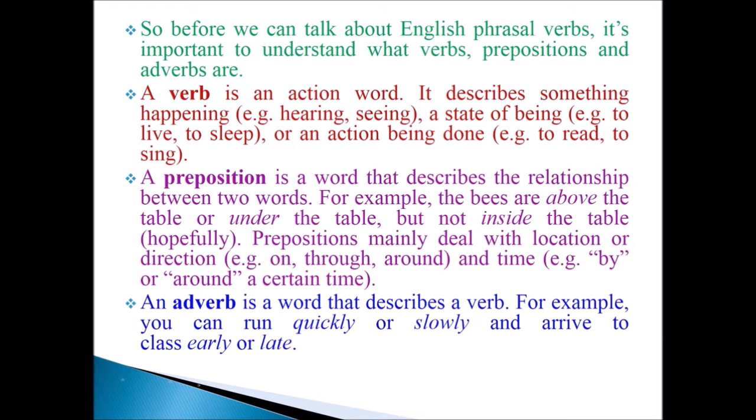Next, let's see about a preposition. A preposition is a word that describes the relationship between two words. For example, the bees are above the table or under the table but not inside the table, hopefully. Prepositions mainly deal with location or direction. Example, on, through, around, and time. Example, by or around a certain time.